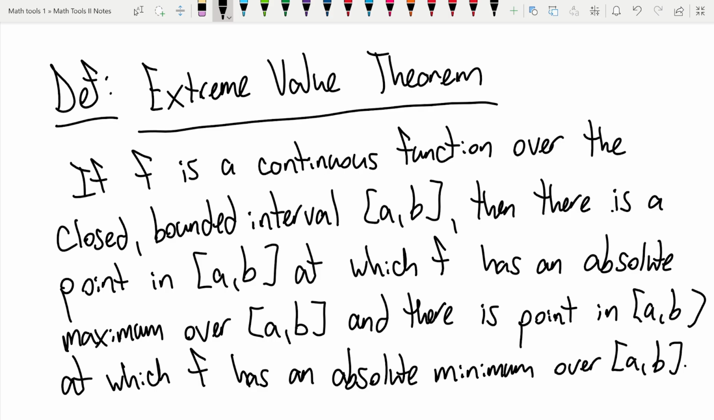Of course, we don't have to have these conditions, but this is telling us that if we do have these conditions, if we have a continuous function and we're looking at a closed bounded interval, then we are guaranteed both an absolute maximum and an absolute minimum.